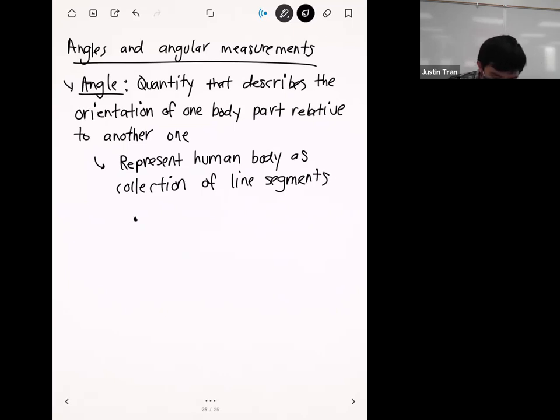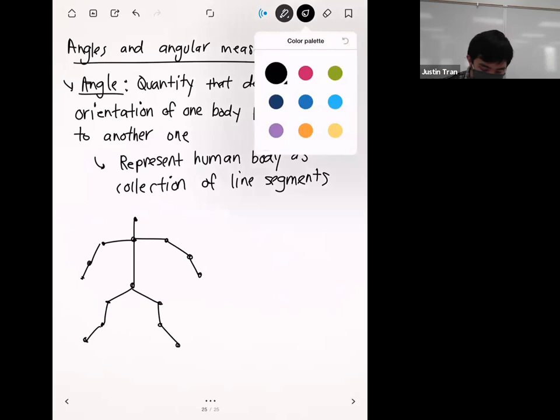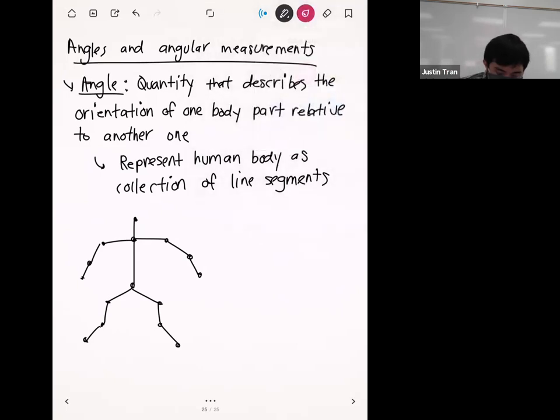And so we're going to have a stick man representation. And so if we represent each of the body segments as a line segment, let's say that this one in the middle here is our torso, and then we have our two arms and our two legs.